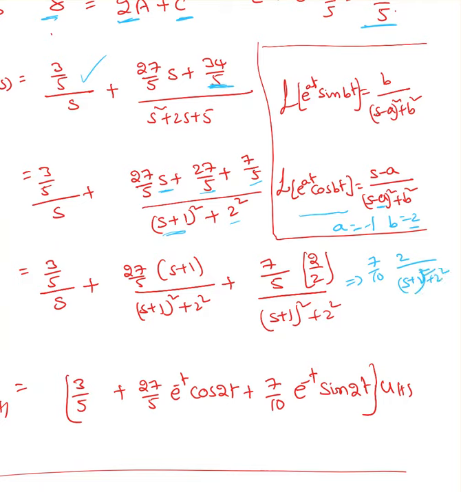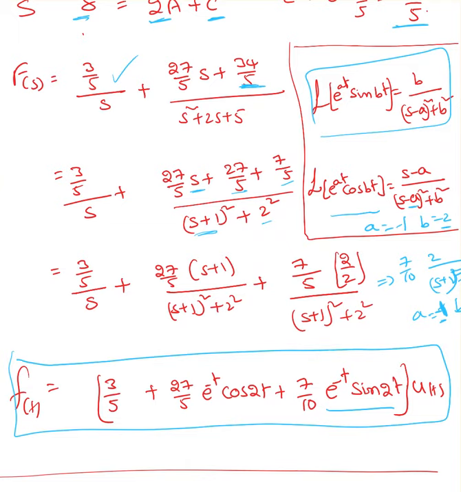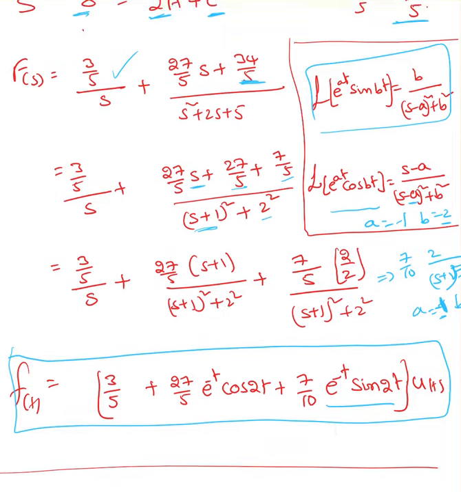Okay, so this is exactly the Laplace transformation of e to the power of at sin bt. Here a is minus 1, b is 2. So 7 by 10 e to the power of minus t sin 2t. This is the function in time domain. So by using inverse Laplace transformation, we can transfer an S domain function into a time domain function.